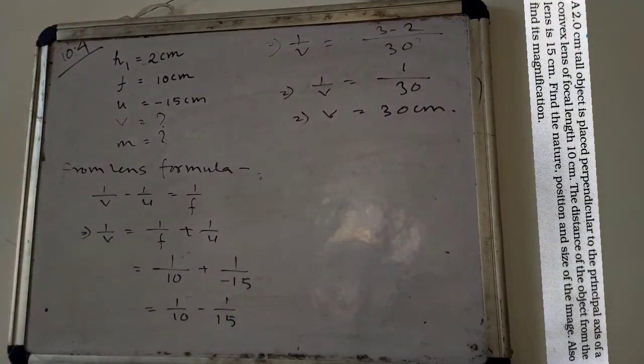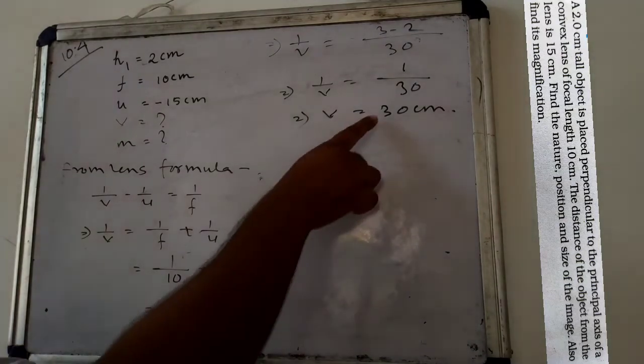So this is our image distance. That means the image will form at a distance of 30 centimeter behind the lens, behind the lens because it is positive.